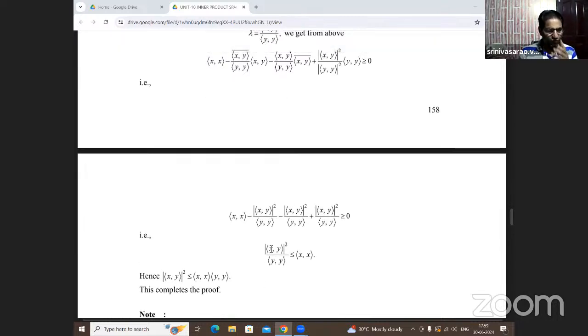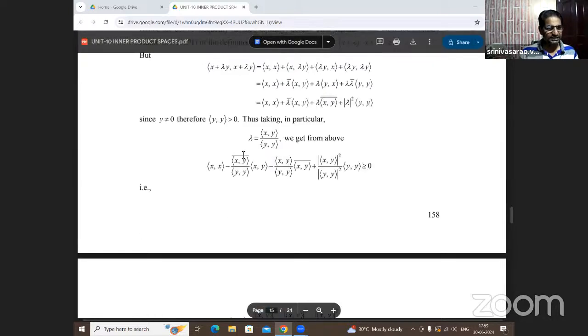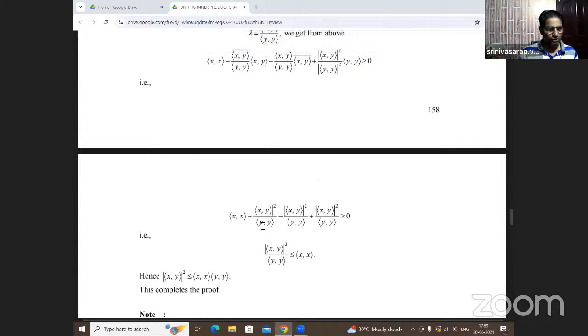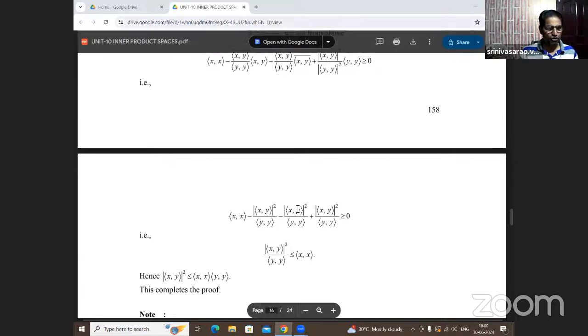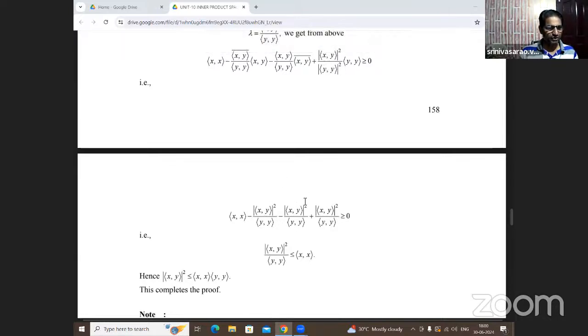Okay, finally we are getting the value. So these two values are cancelled here. Finally, we are getting mod of the inner product of x and y whole square divided by the inner product of y and y is less than or equal to the inner product of x and x. Only these two values are given, and this value is greater than or equal to 0 because these two are cancelled. Finally, the inner product of x and x minus mod of the inner product of x and y whole square divided by the inner product of y and y is greater than or equal to 0.